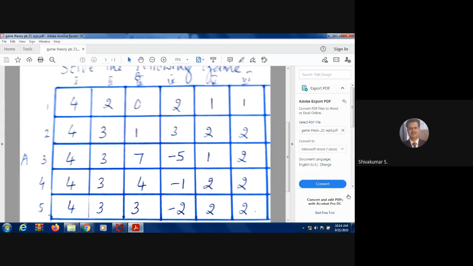Row 1 is dominated by row 2 because the values in row 1 are less than or equal to the values in row 2. Delete row 1.